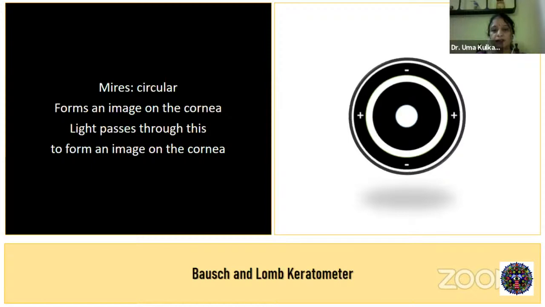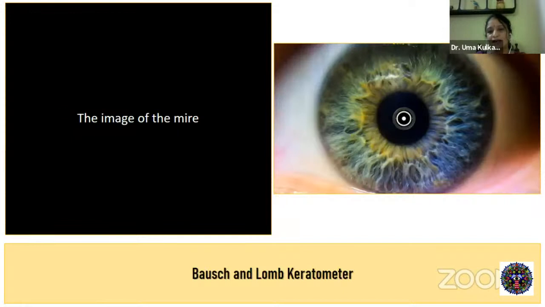Typically in Bausch and Lomb, these are circular with a plus sign and a minus sign. These are very important to locate because these are the ones which we are going to fuse and not the circles themselves. So light passes through these mirrors and forms an image on the cornea. That means the cornea forms the image inside the eye. So this eye I have chosen, heterochromic eye, and this is the image that is formed on the eye.